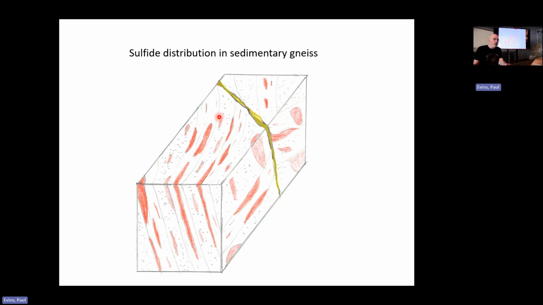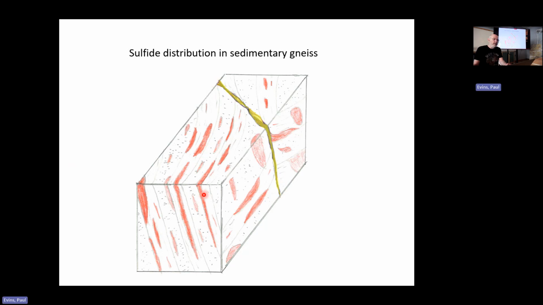But what I've shown here is typical layering. We have more sandy layers and more clay-rich layers, or let's say more quartz-feldspar-rich and more biotite-rich layers. And usually the sulfides are distributed in lenses. This isn't pure sulfide, it's just a concentration of more sulfides in these red areas here, and they're more concentrated in the biotite layers usually. And then you can have later brittle structures, or even slightly brittle-ductile structures, that will remobilize those sulfides and concentrate them even more, shown here in yellow.